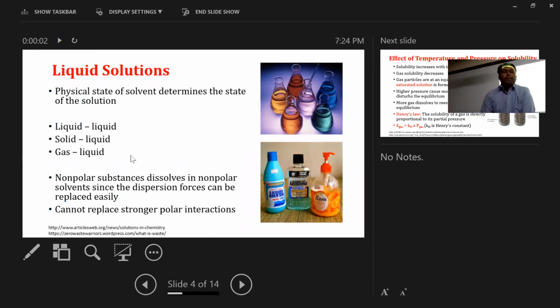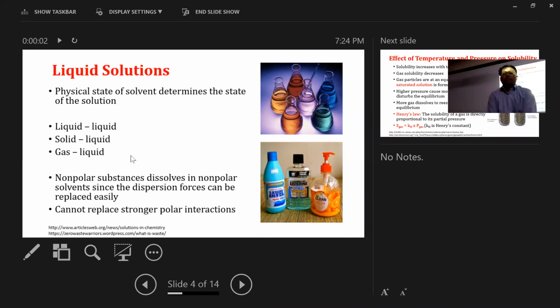Liquid solutions. The physical state of the solvent determines the state of the solution. That means, as I already mentioned during the first slide, what types of component we use to make the solution. We can classify solutions in several categories: liquid-liquid, solid-liquid, gas-liquid. That means if one of the components is liquid, the other component can be liquid, solid, or even gas.